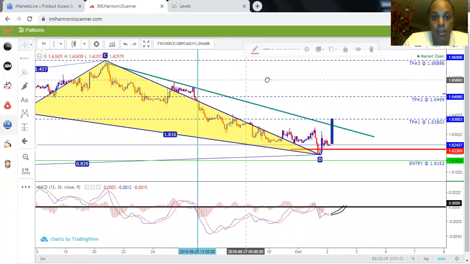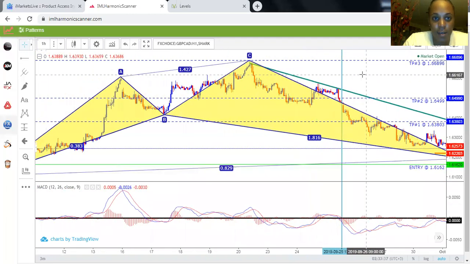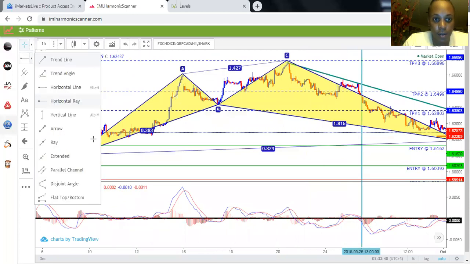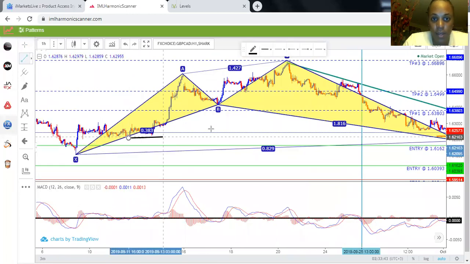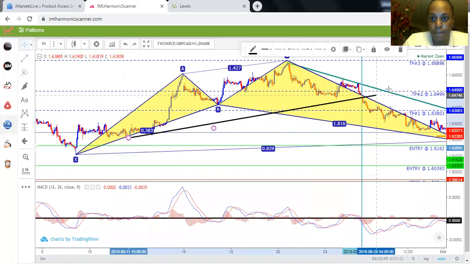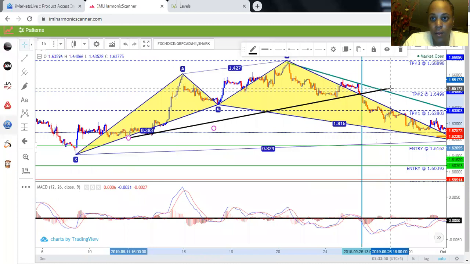So what do I mean by that? Let's look at the example where we were looking for that sell earlier. So we were looking at this sell right here.